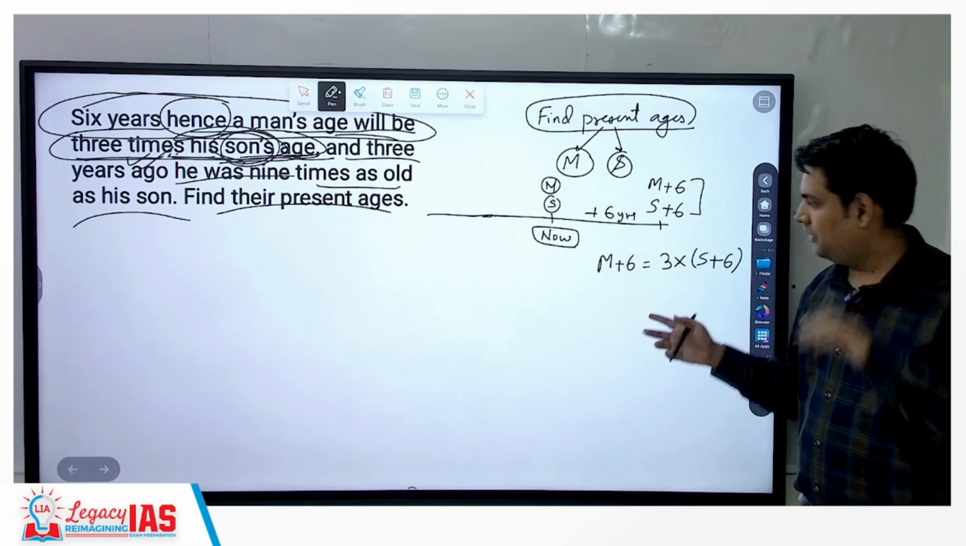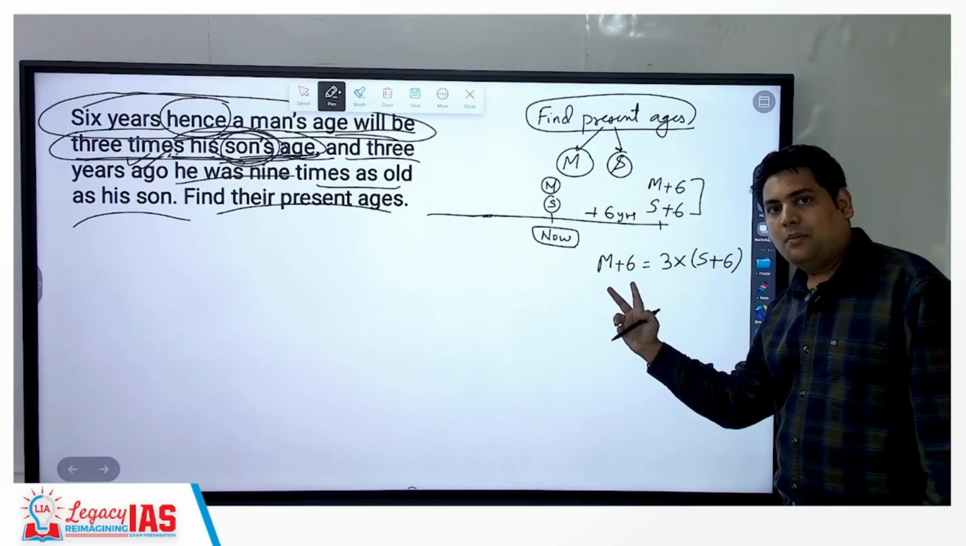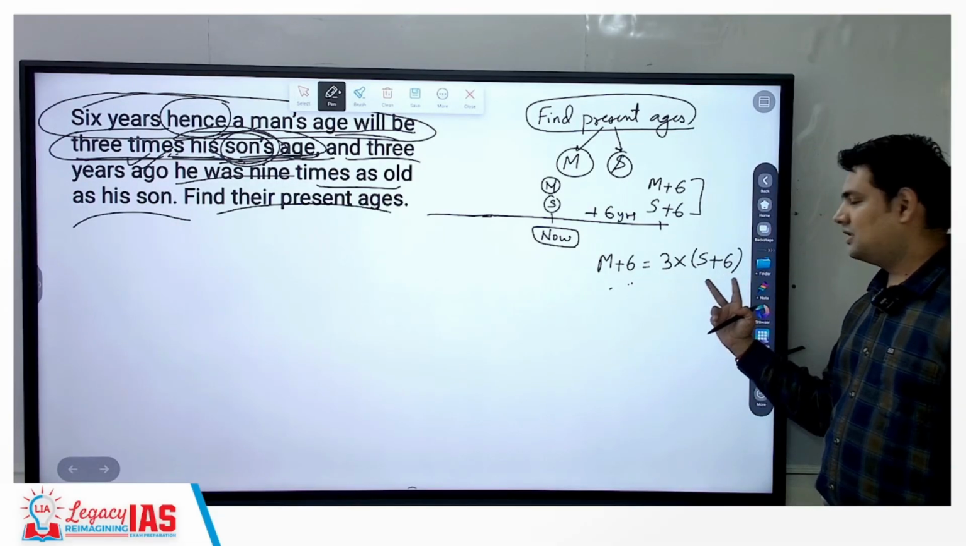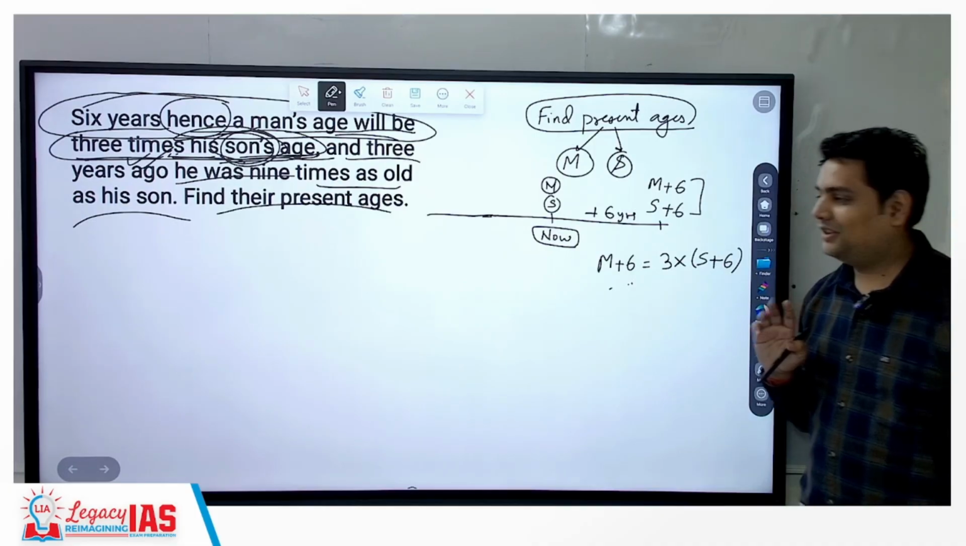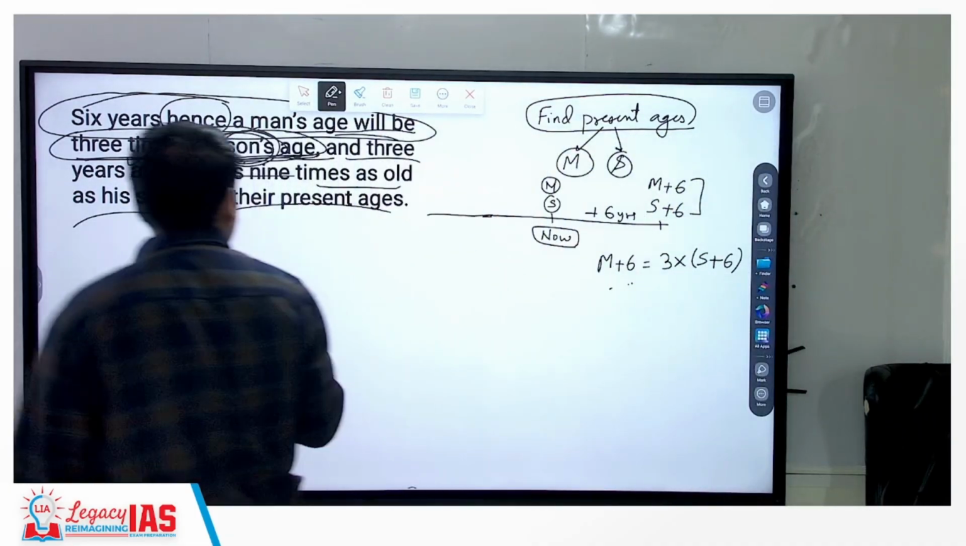This is your first equation: 6 years after, man's age will be 3 times son's age. Understood? This you got? Then the second part.